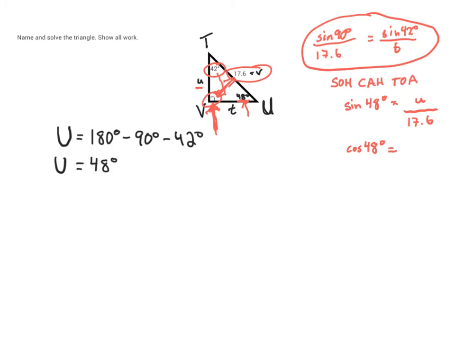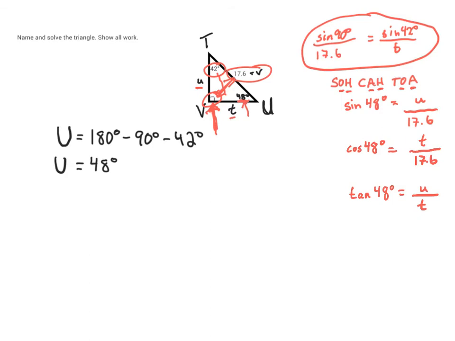The cosine is not opposite over hypotenuse. It's adjacent over hypotenuse. Right, so we still know the hypotenuse, 17.6, but this time we have adjacent, which is T, over hypotenuse. So AH stands for adjacent over hypotenuse. OH stood for opposite over hypotenuse. And tan, I'm always going to use the same angle for all of these, equals, now this one is opposite over adjacent. Okay, well the opposite of 48 degrees is U, and the adjacent is T.